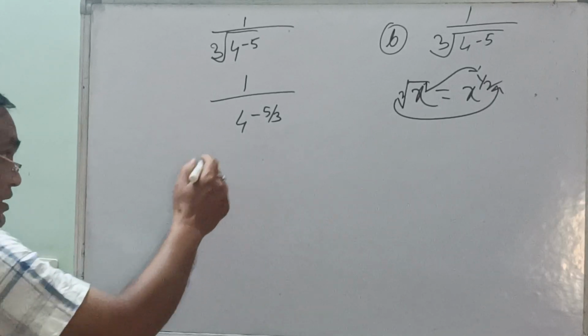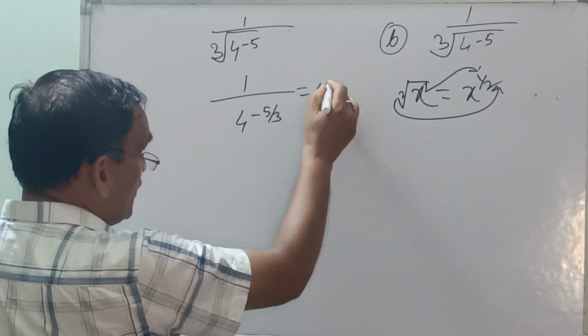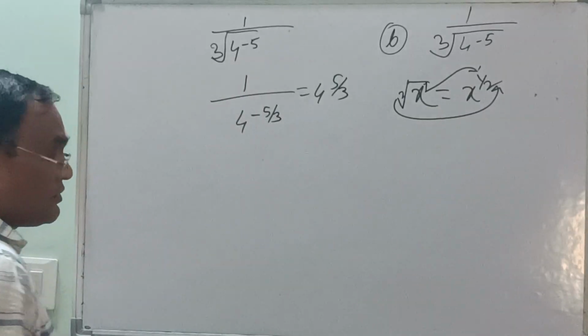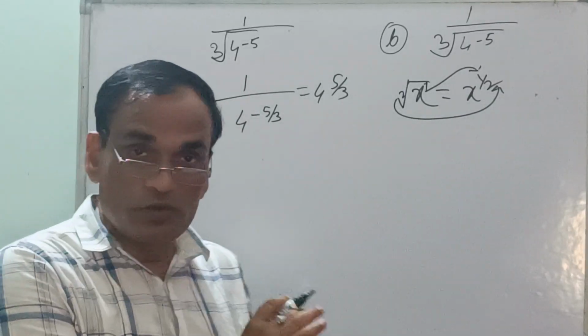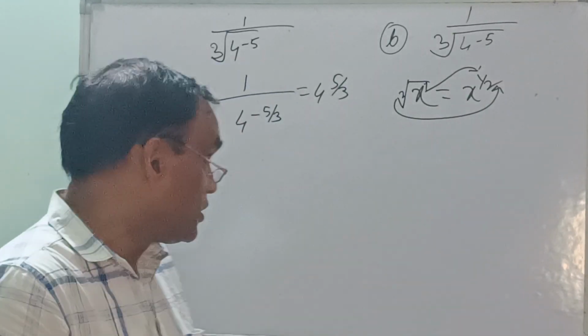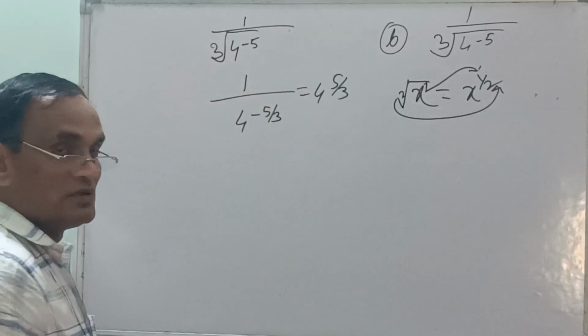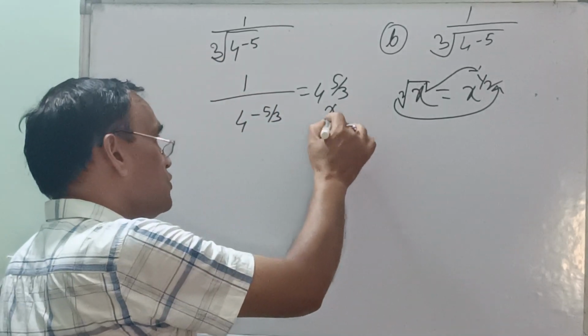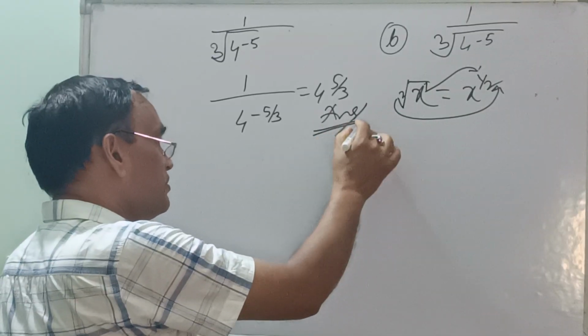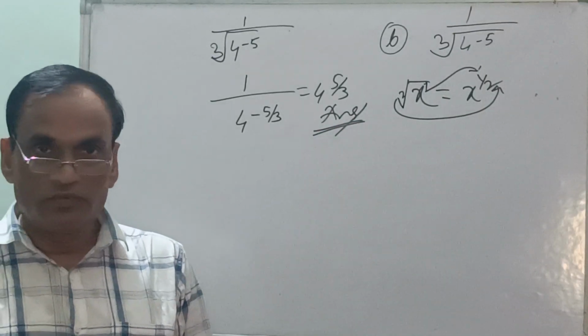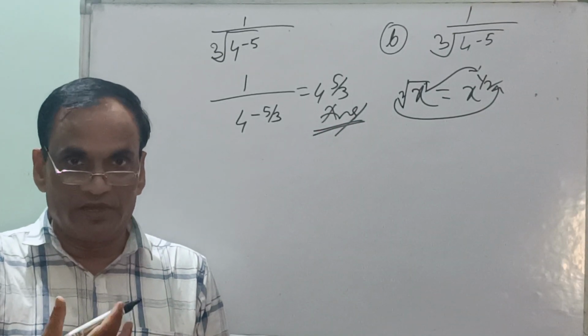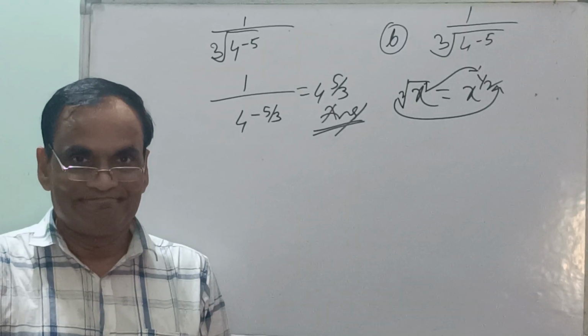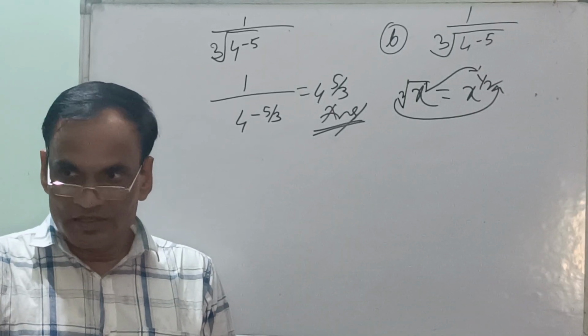Can we write like this: 4 to the power 5 upon 3? Can we write 4 to the power 5 upon 3? Because the minus sign will change here. 4 to the power 5 upon 3. This you can write as the answer. There is no issue, gentlemen. It was a very easy question. Right? Okay. Very good.